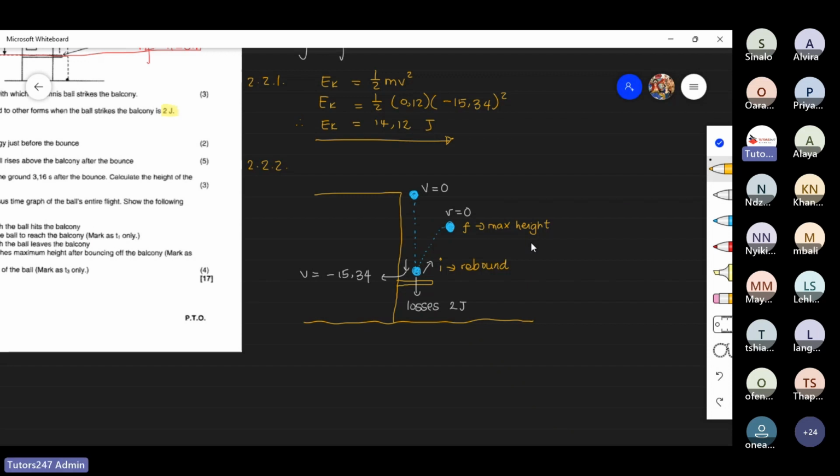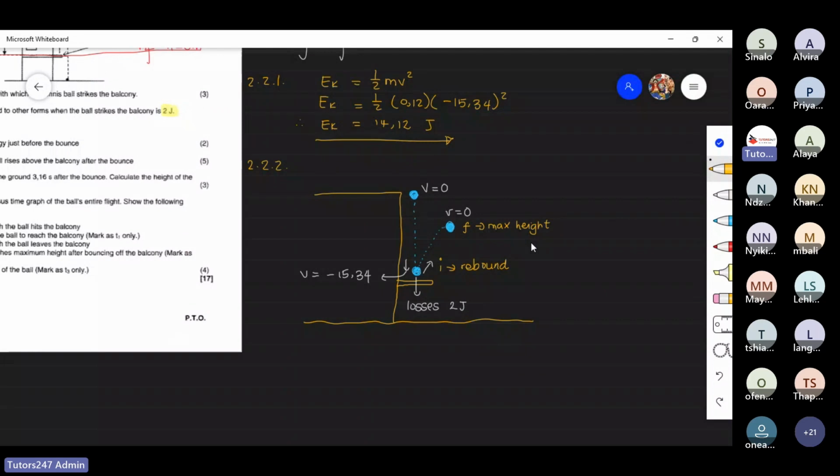So let's think of it like this. If you go into the shop with 14 rand and 12 cents and you spend 2 rand, you're going to come out of the shop with how much money? That's the understanding or the approach that you need to take with this particular question. So the ball hit the balcony with 14.12 joules of energy. It then lost 2 joules of energy. So how much energy did it leave the balcony with?